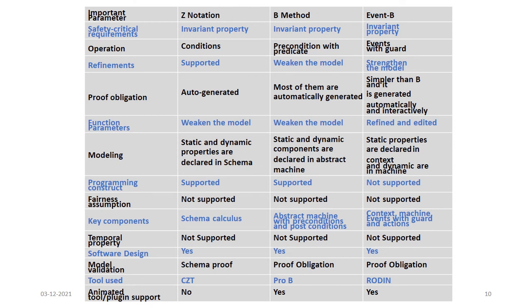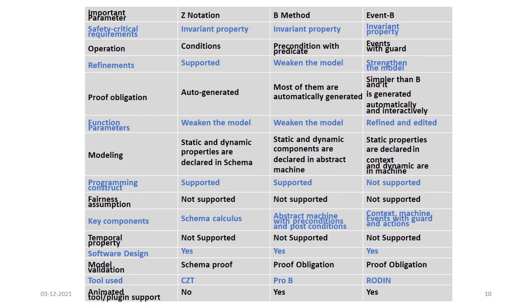After the in-depth elaboration of Z, B and event B, we compared them with some parameters like safety critical requirements. For designing a system, suppose we are designing the system with Z notation, then all the safety critical requirement has to be specified using invariant properties, and this is true for B and event B also. And the next parameter is operation. For any operation to be performed using Z notation, different conditions are used. For B methods, precondition with predicates are used, and for event B, events with guards are used.